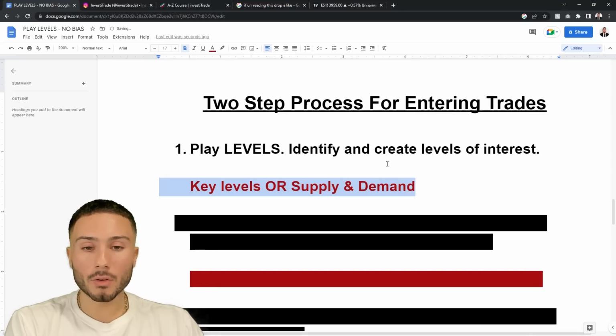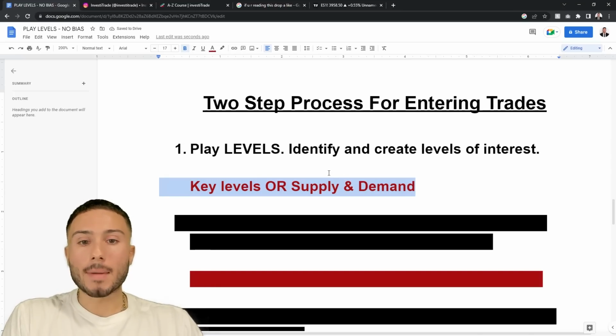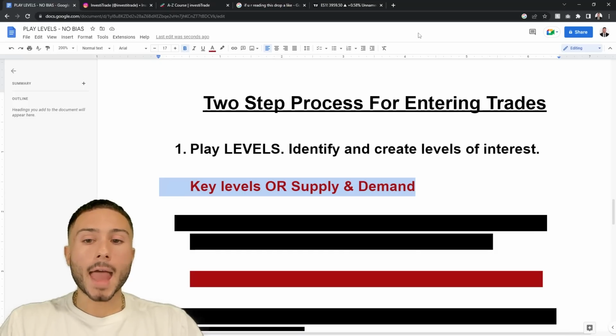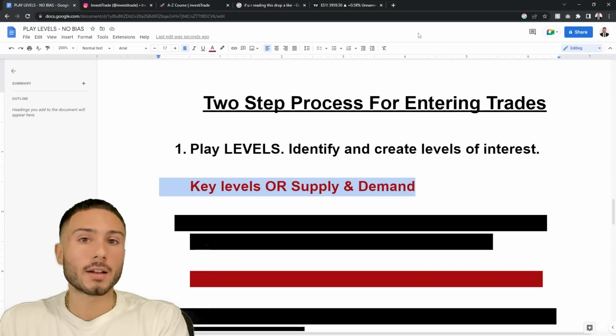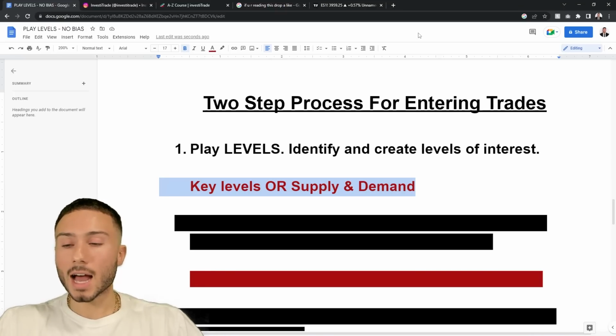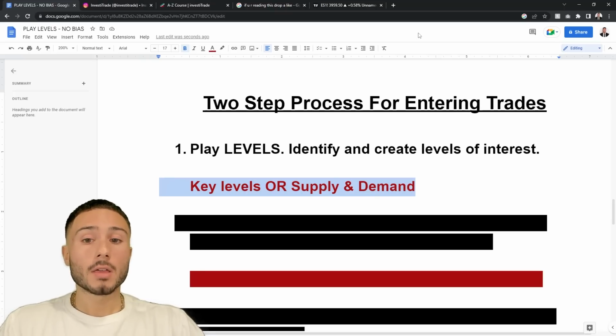We look at key levels, support, resistance, maybe something that we spot off of the tape, maybe a very large seller, a very large bid, a very large offer, a very large buyer. Anything that's going to give us a level of interest, saying, okay, there are buyers factored in here, or okay, there are sellers factored in here. This has a high odd of reversing the market. Or okay, this has a high odd of bouncing the market. These are our levels of interest.